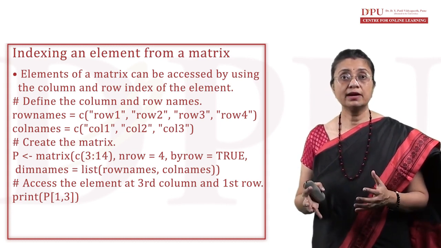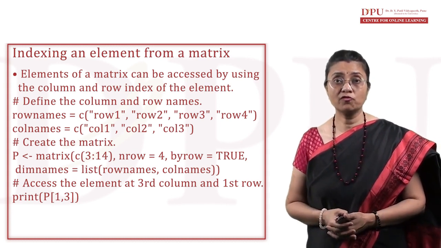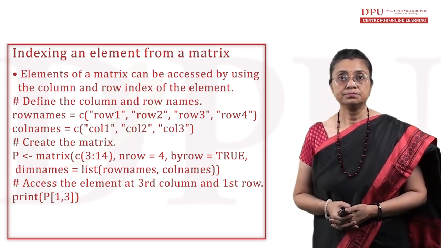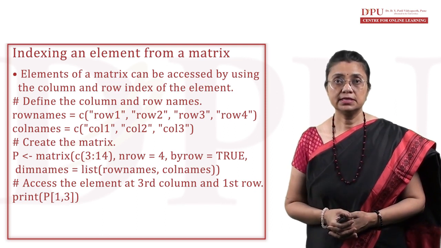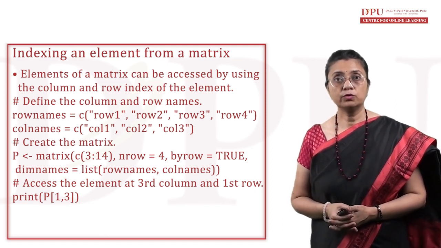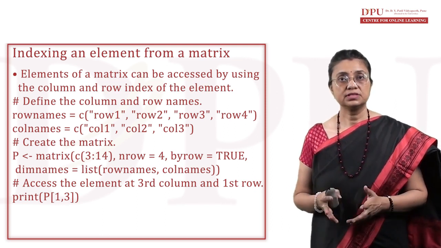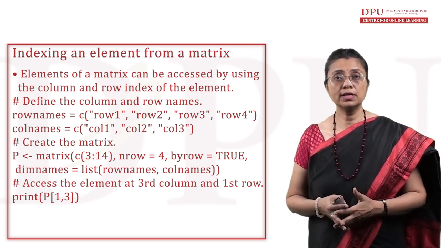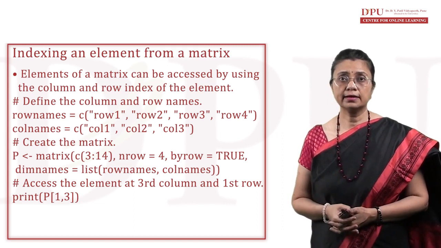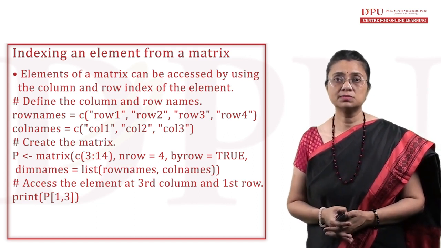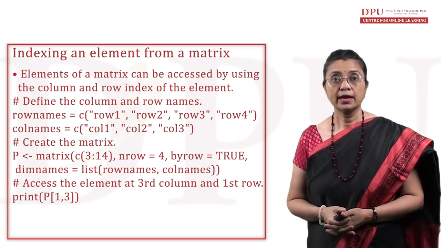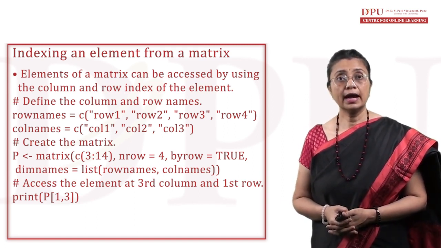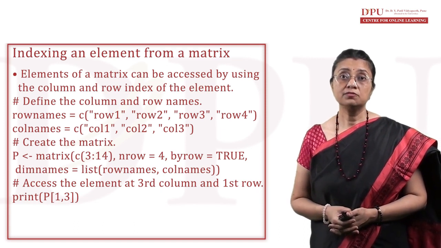So basically, when I have to access an element of a matrix, I have to give the row number and the column number. In this example, we can see that we have defined the column and row names. Row names are row 1, row 2, row 3 and row 4. So what are row names? Row names are the names of the rows and column names are the names of the headers. And we have created a matrix with the matrix function and stored it in the P variable.